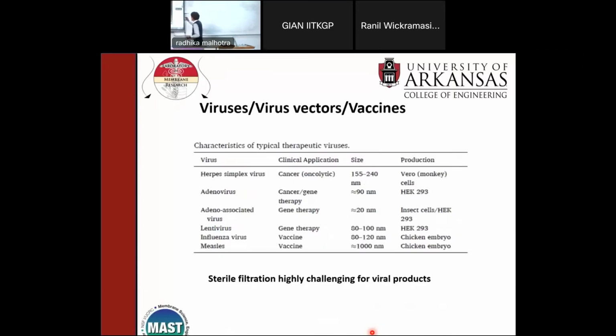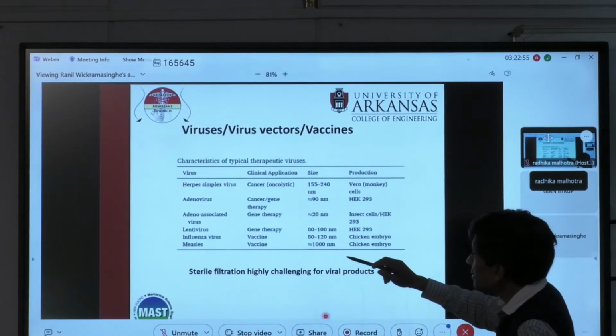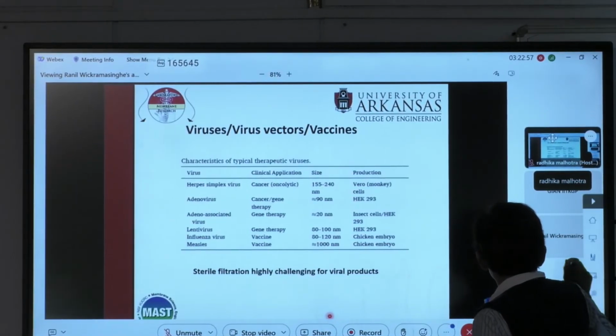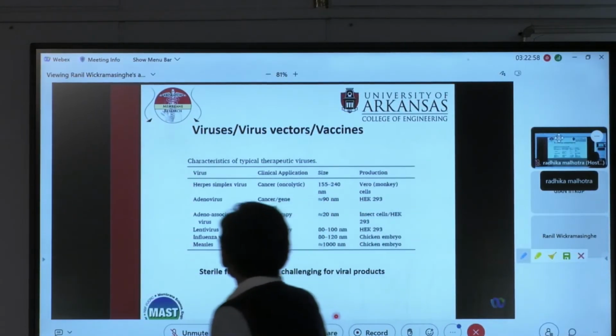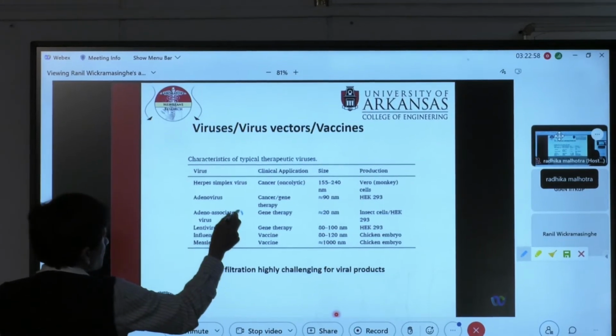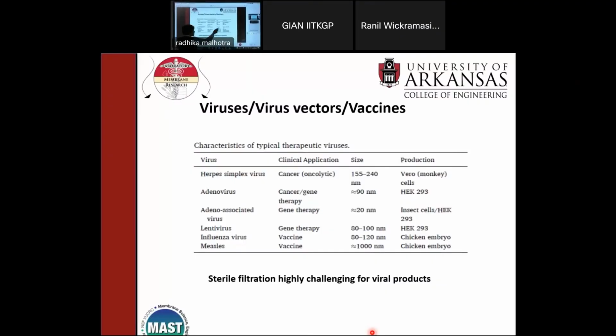Okay. Next slide. So these are some examples of viruses. Another problem is sterile filtration. Look at these. These are some of the viruses that are of interest. So let's look at this. We have here adeno-associated virus, the gene therapy application, about 20 nanometers in size, shouldn't be too difficult in terms of sterile filtration, right?